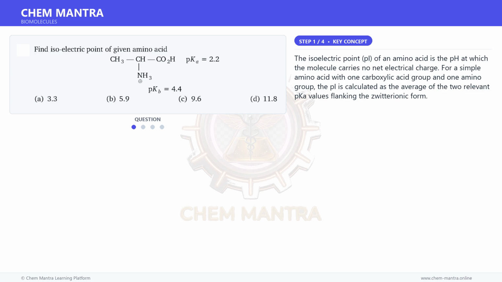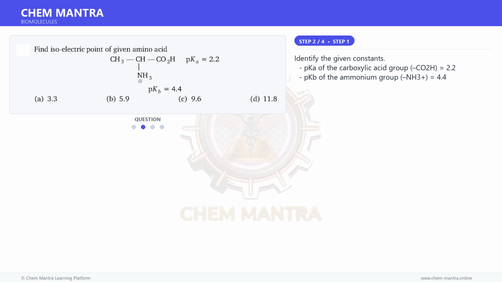The isoelectric point, pI, of an amino acid is the pH at which the molecule carries no net electrical charge. For a simple amino acid with one carboxylic acid group and one amino group, the pI is calculated as the average of the two relevant pKa values flanking the zwitterionic form.